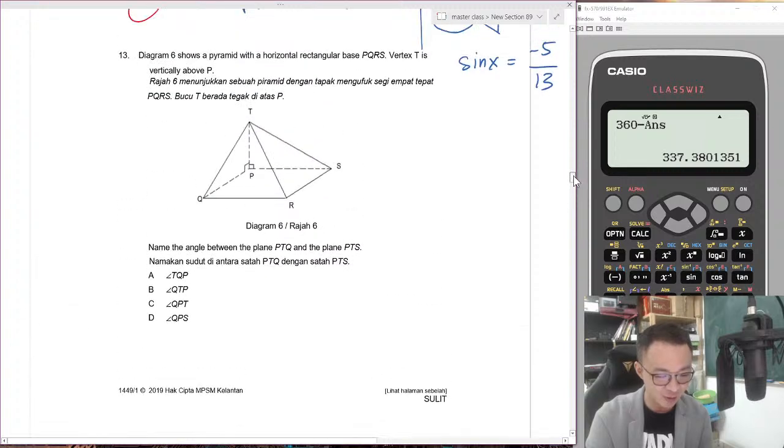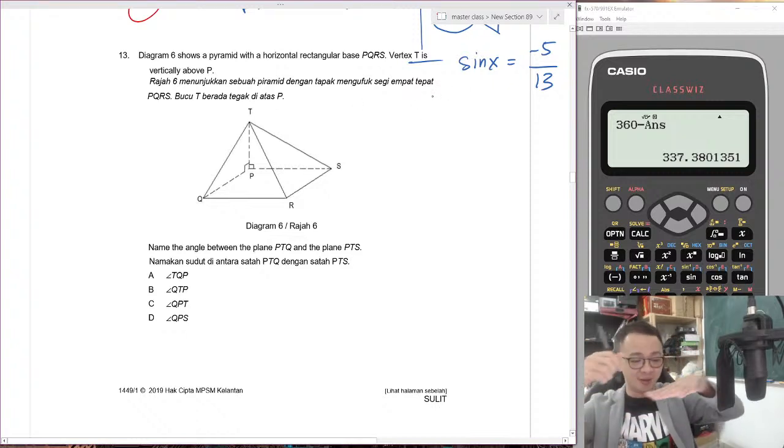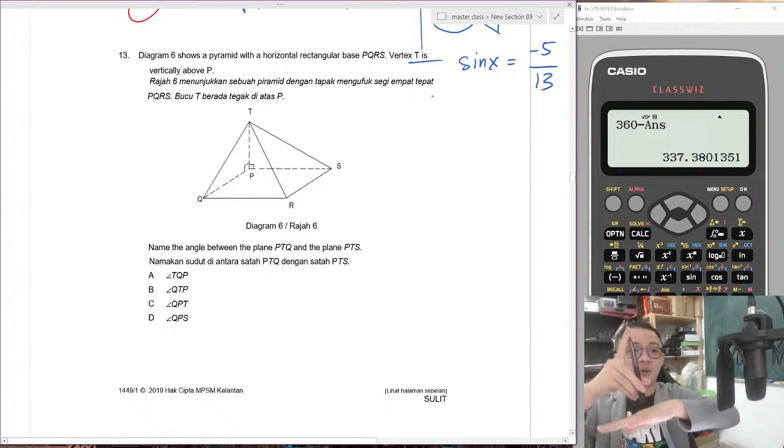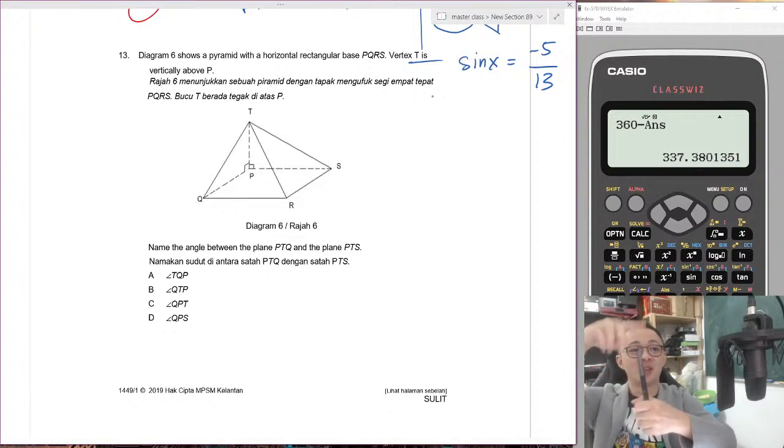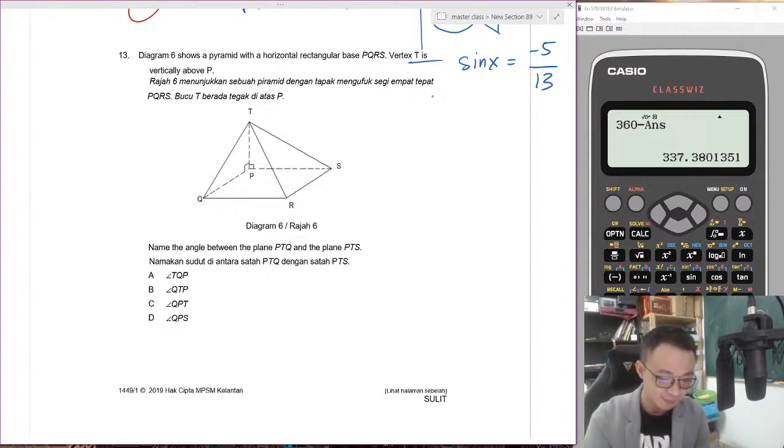Alright, so let's go to the 13. Okay, so T is vertex T, vertical above the P. Basically, if this is P, T will be just on the top here. I mean vertical above it. So do you get the idea?